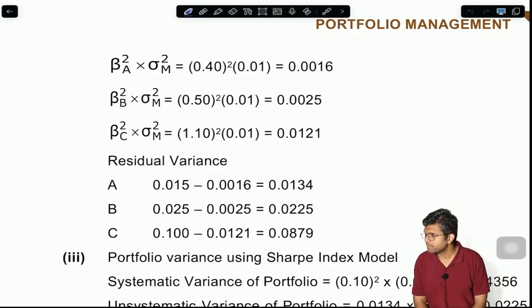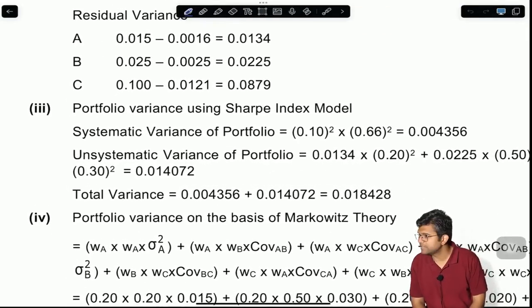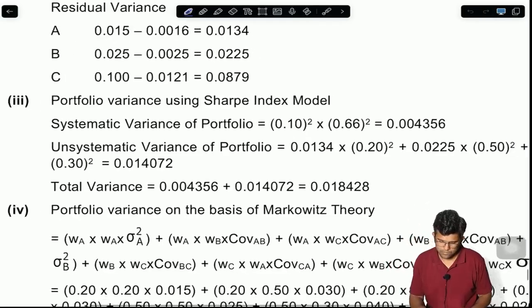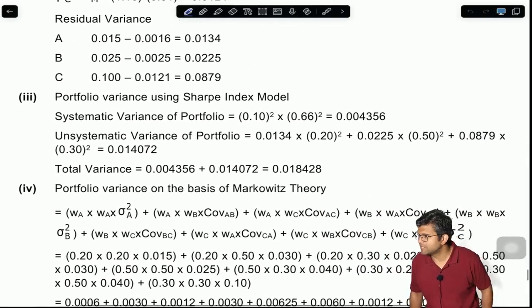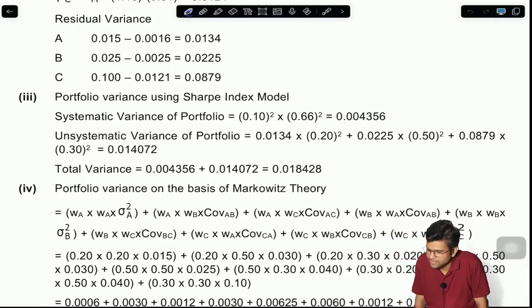All done? Students, point 3 answer, see what ICAI is getting. 0.018428, something like that. Are you getting that answer? I think whatever mistakes you all are doing are all mathematical. Numbers, this, that. No problem. Take your time. Too many numbers are there, but it's okay.